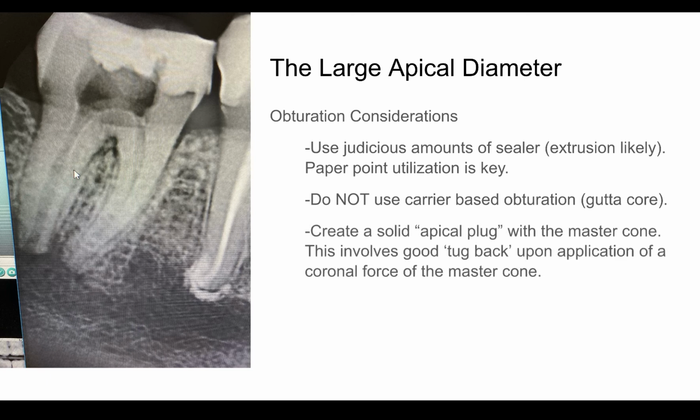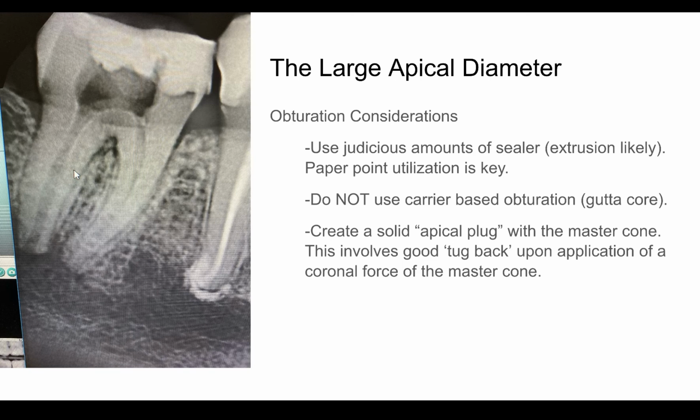As you're doing warm vertical obturation, as with all cases, but especially this one, we want to make sure that we create a solid apical plug with the master cone. What does that mean? Once you're done your instrumentation, your sealer application, and your irrigation, obviously not in that order, you put your master apical cone down. As you pull coronally, there should be a tug back there.